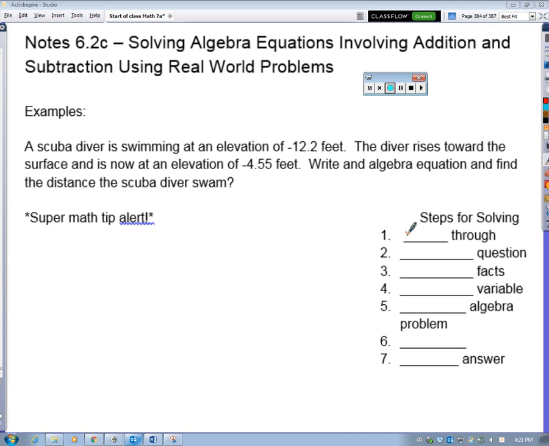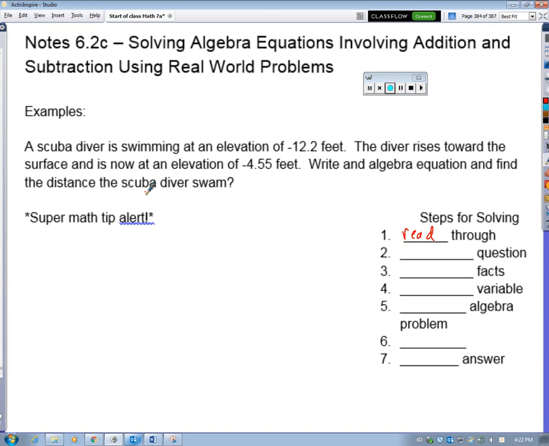Okay, so step number one, just like all the real world problems we've been doing, we want to read through the problem, and as you're reading through, you want to get a picture of what is going on. A scuba diver is swimming at an elevation of negative 12.2 feet. So a scuba diver swimming underwater right there at that elevation. The diver rises toward the surface. So picture that, and is now at an elevation of negative 4.55 feet. We want to write an algebra equation and find the distance the scuba diver swam.